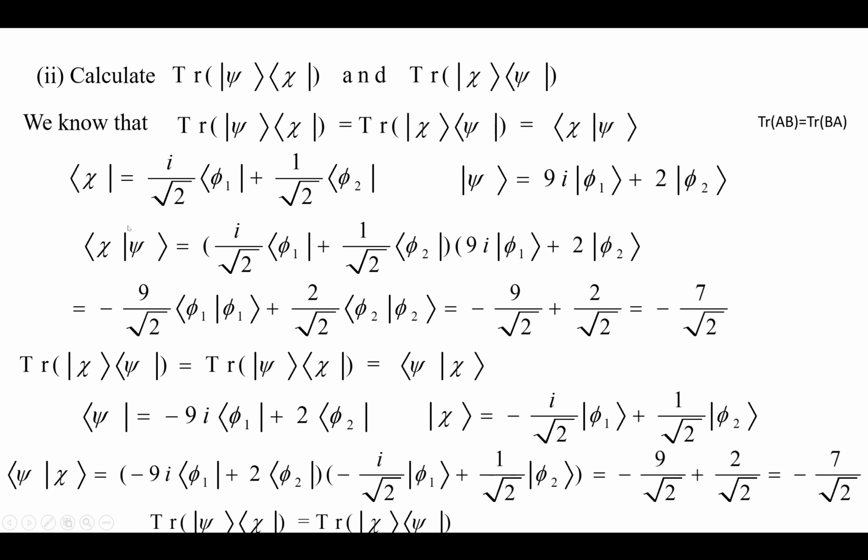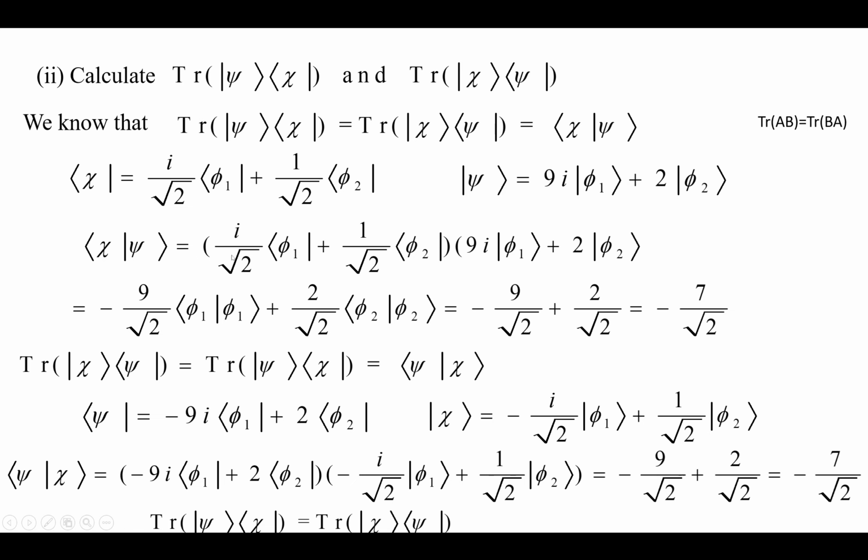Now, we know that bra chi is given as i by root 2 phi 1 plus 1 by root 2 phi 2. And we know that ket psi is given as this according to the problem. So we will calculate now the inner product of chi and psi.